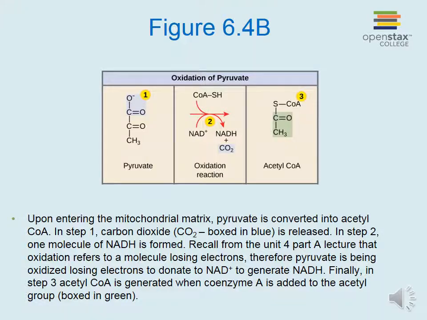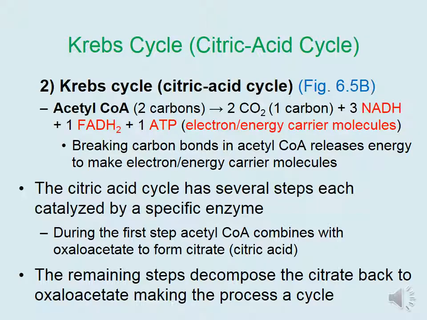The second reaction that takes place in the mitochondrial matrix is the Krebs cycle, which is also called the citric-acid cycle. Krebs refers to the last name of a scientist who worked extensively on figuring out this cycle, while citric acid refers to the first intermediate product generated during this cycle.